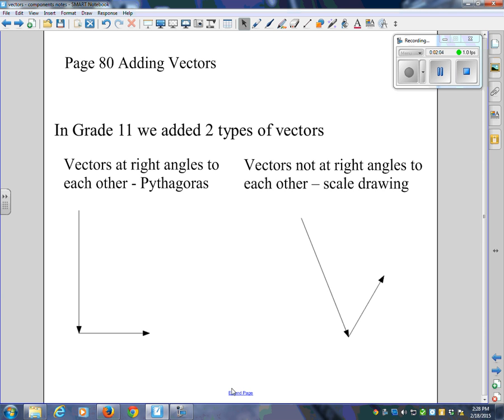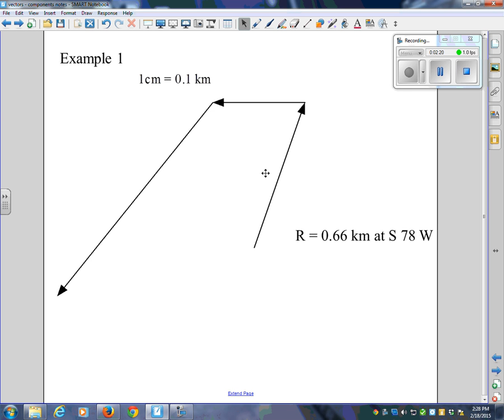All that jazz. And we also had vectors not at right angles to each other, and we did them by scale drawing, right? Remember how much fun that was? Not so much. If only there was an easier way to do it. Here's an example of a scale diagram one, right? You had to go like this and get your protractor out and go like that. And like, how long would this take you?